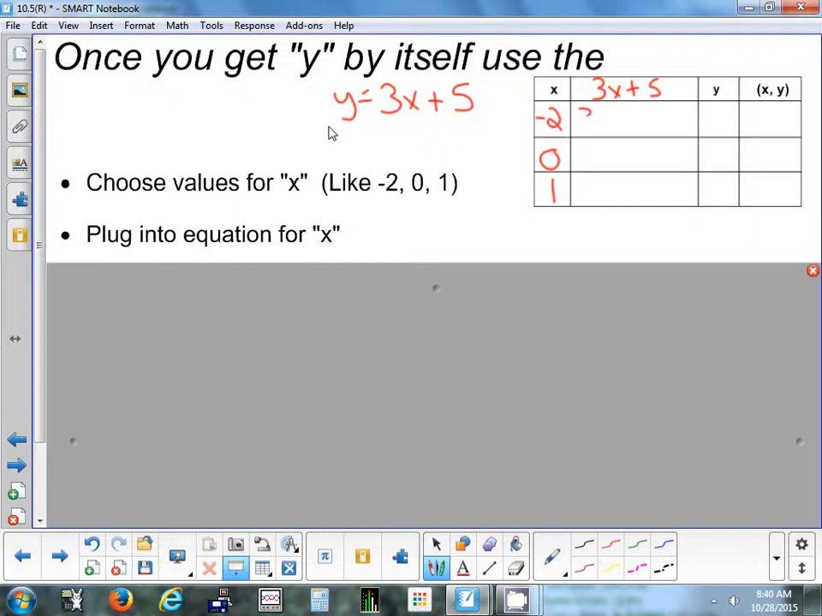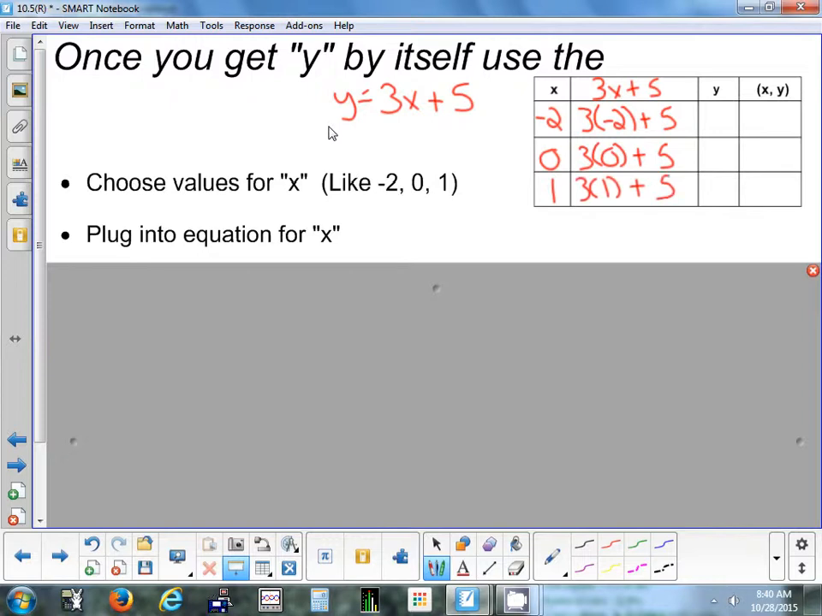It'll be y equals 3 parentheses -2 plus 5. All I'm doing is taking those values I chose for x and plugging in where I see x in that problem. My second one, for 0, what would that look like? Caitlin? 3 parentheses 0 plus 5. Yeah. Gage, that last one, how would I write it out for 1? 3 parentheses 1 plus 5. Perfect.